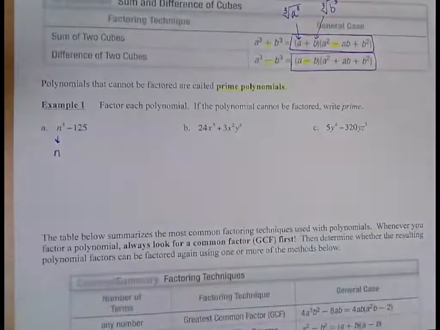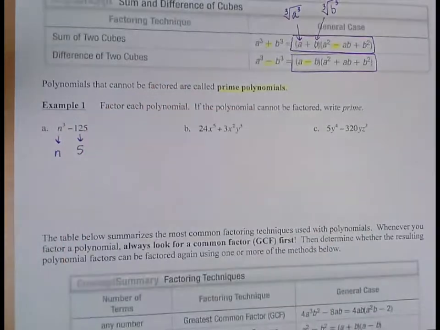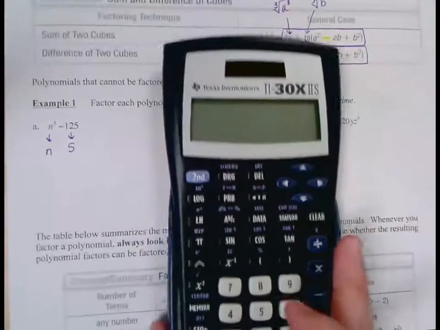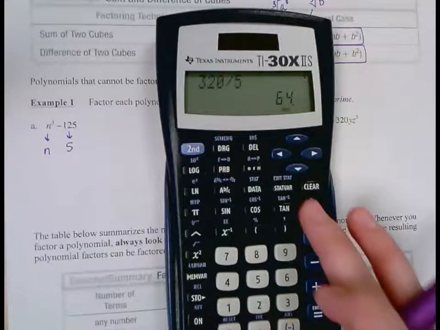And then is 125 a perfect cube? Is there a number cubed that would equal 125? Does anybody know? 5 cubed. I will show you how to find that on your calculator. So I'm going to show it on if you have one like mine. Now I realize you don't all have one like mine.